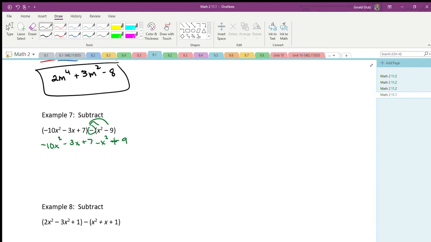So now let's look for like terms. So I got a negative 10x squared minus x squared. So that's a negative 11x squared. Negative 3x. That's the only x in there. So it'll be minus 3x. It just stays the way it is. And then 7 plus 9, oops, which is 16, plus 16.